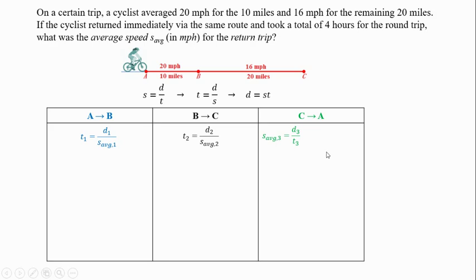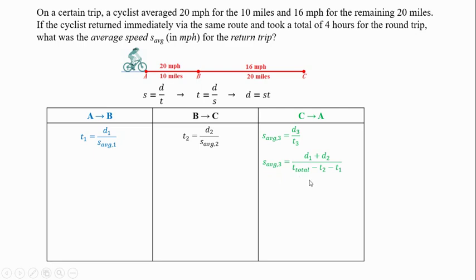All right, from here, you need D3 and T3. But to figure out D3, really it's just the total of the two segments. Because from C to A, it's just the distance from A to B and the distance from B to C. So what I've done here in my work is that I just added the two distances up. So if I take 10 miles plus 20 miles, that would equal 30 miles. So therefore the distance from point C all the way back to A is simply 30 miles, okay?